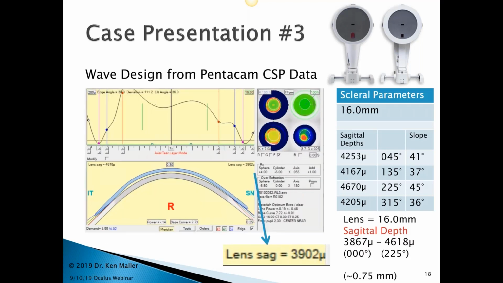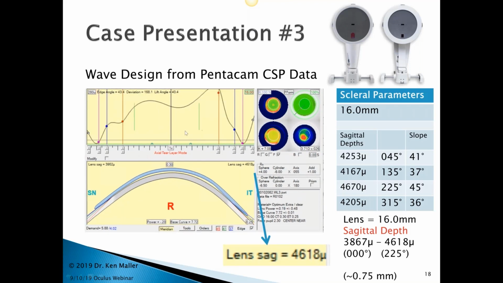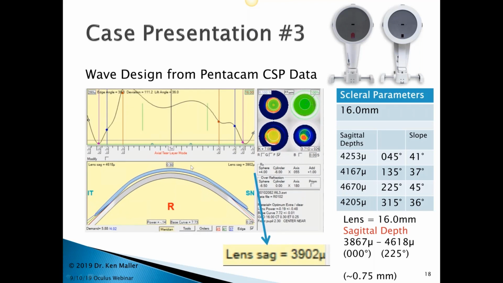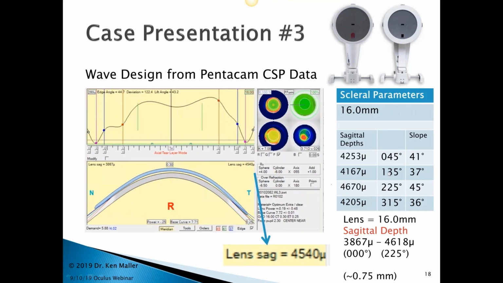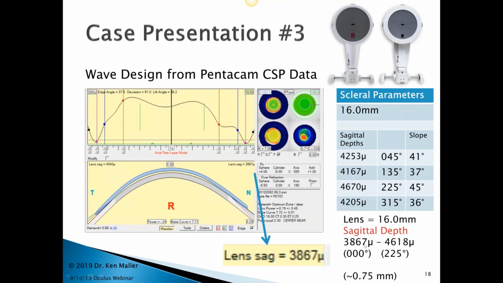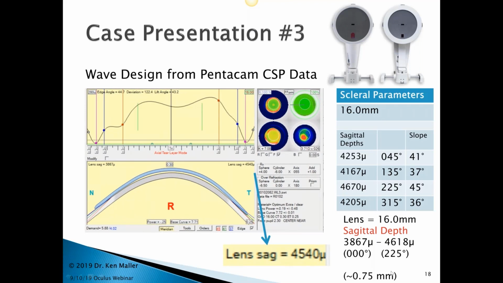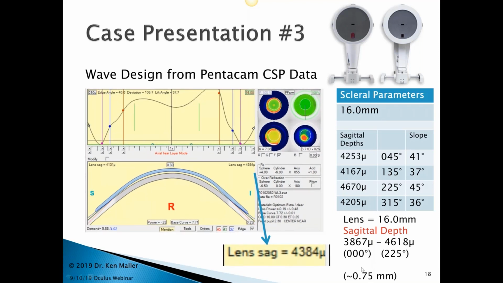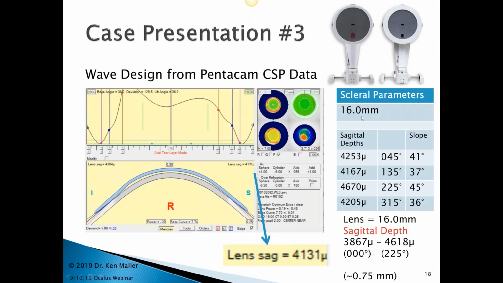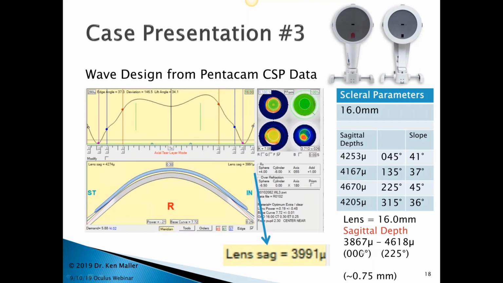If we take a look over at the Wave software and the lens that I had done for this particular keratoconic, once again, we can see all of that asymmetry up over here at 16 millimeters. We take a look, the lens goes from 3867 to 4618. That's about 3/4 of a millimeter of sagittal depth difference at the 16 millimeter chord. And again, this is at an oblique axis, so it's not even straight up and down.